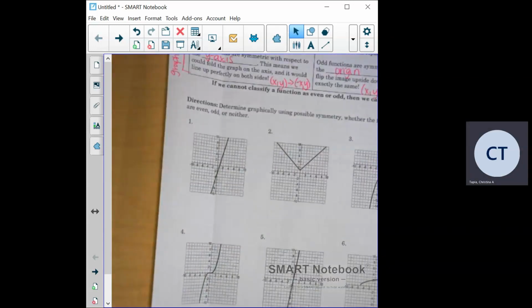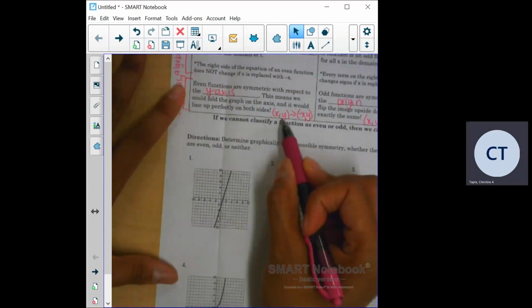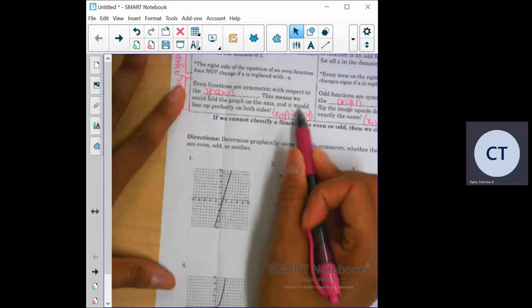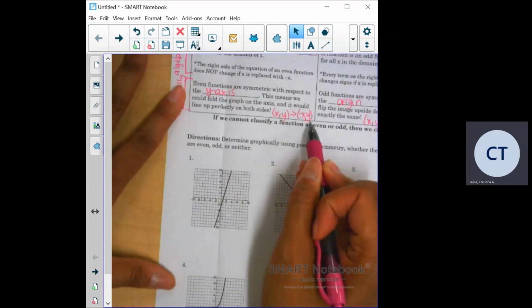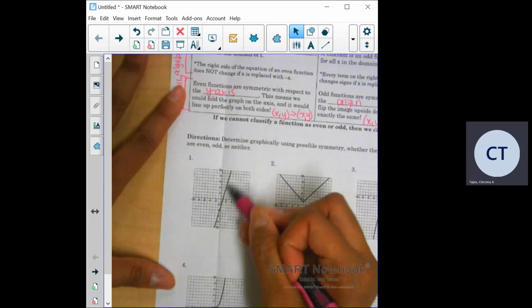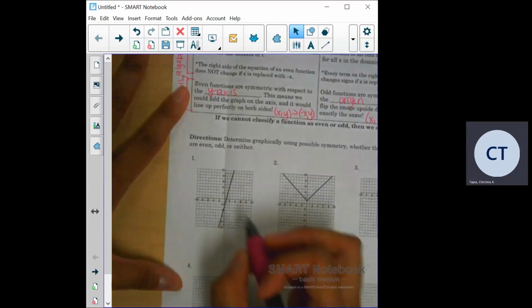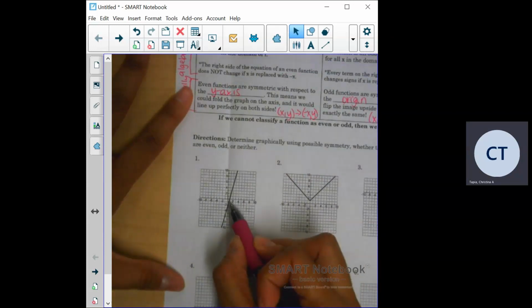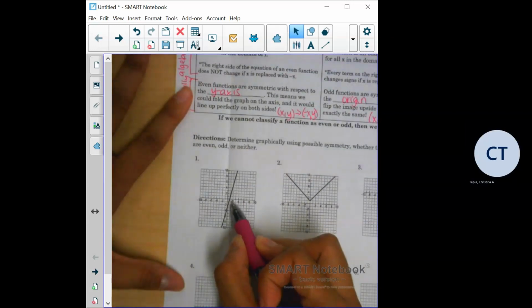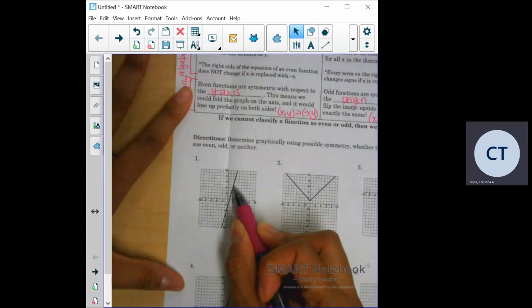What I'm going to do to further confirm that is look at the coordinates. So I'm going to pick two coordinates and see what the negative x comma y looks like. If the negative x and y is on this line, then it means that it's going to be even. So let's pick 2 points on here. We'll pick 2 and 5.